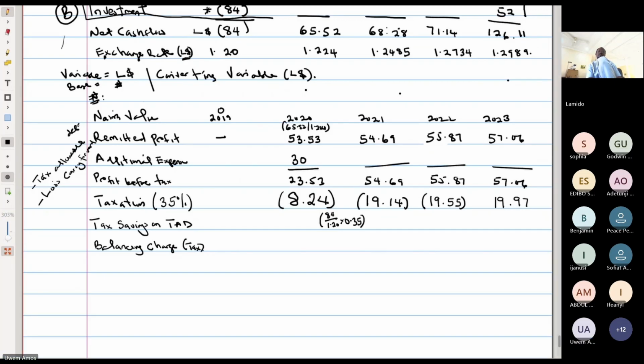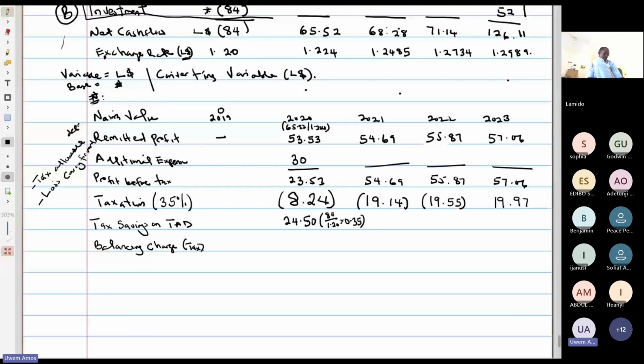So what's the tax savings? It's savings for us, so it's a positive value. 84 divided by 1.20 gives us 70, multiplied by 0.35 gives us 24.5 as our tax savings on tax allowable depreciation. So that's 24.50. That's our tax savings.